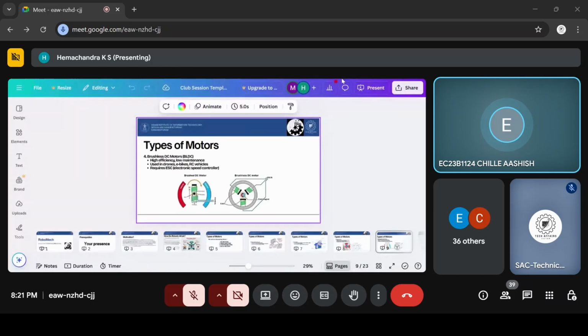So that's the part on the motors. Now Hema will continue with the gears.